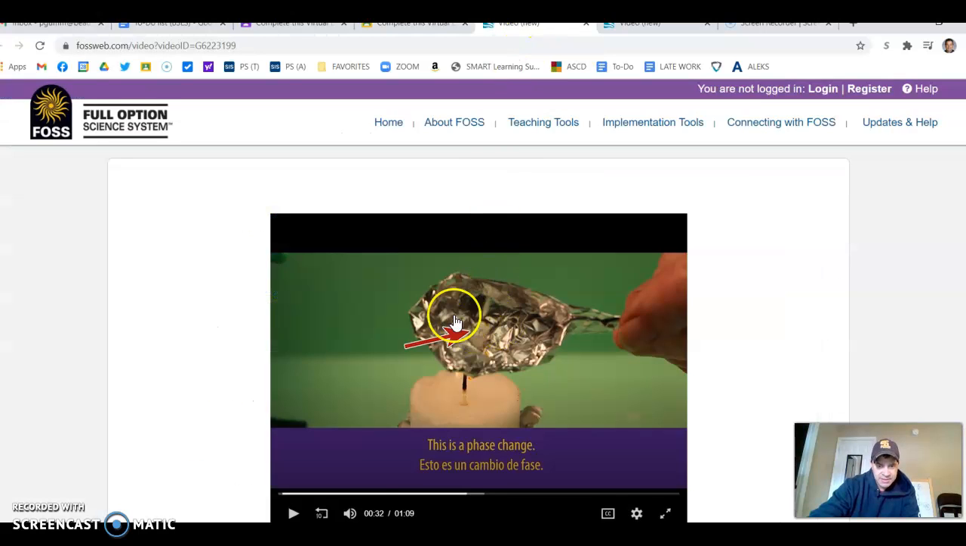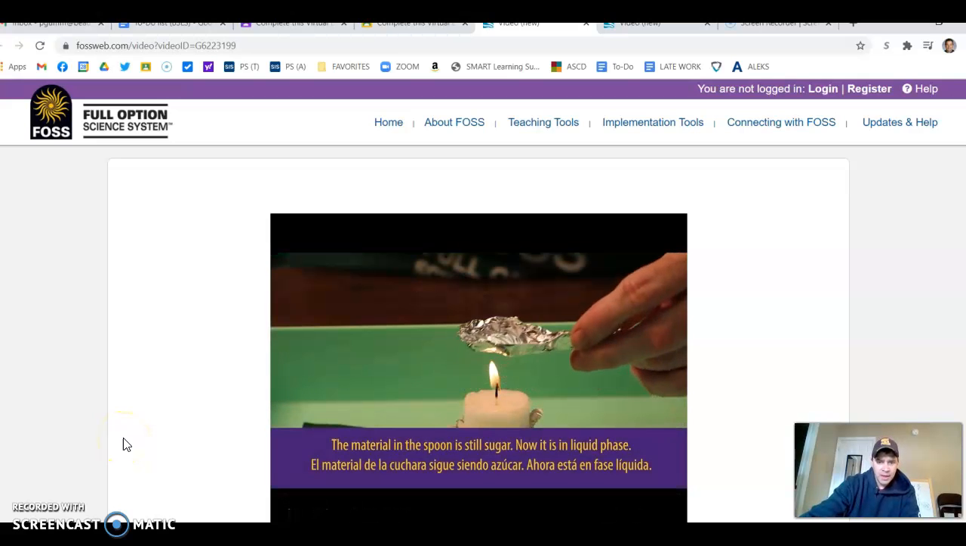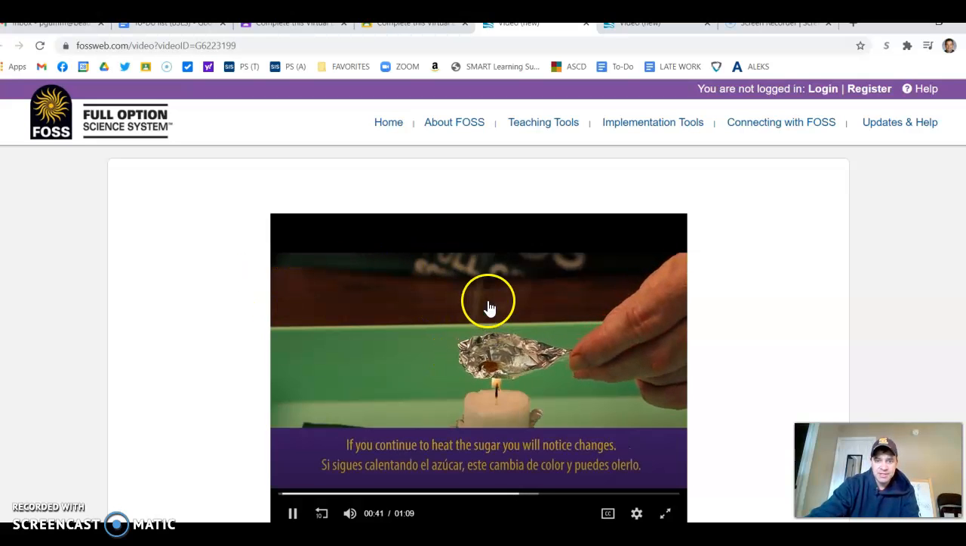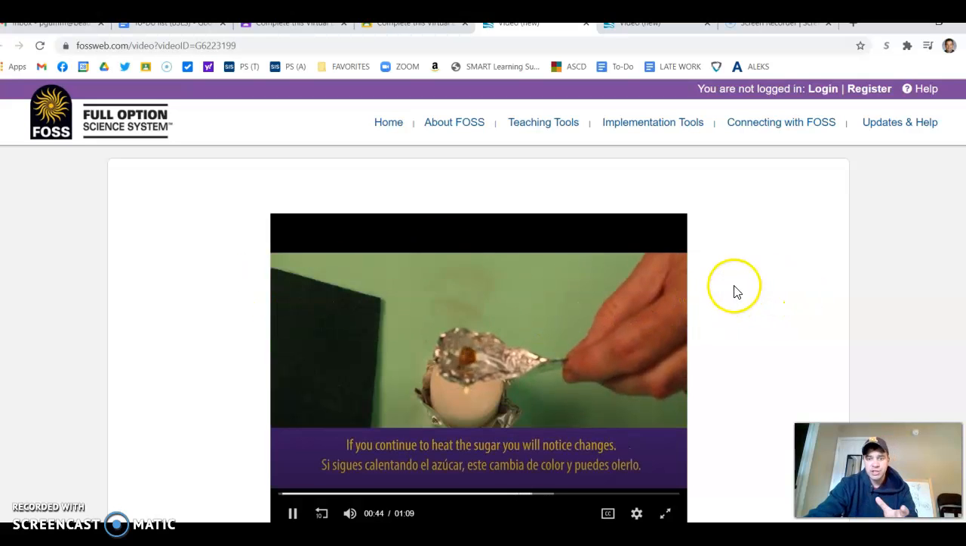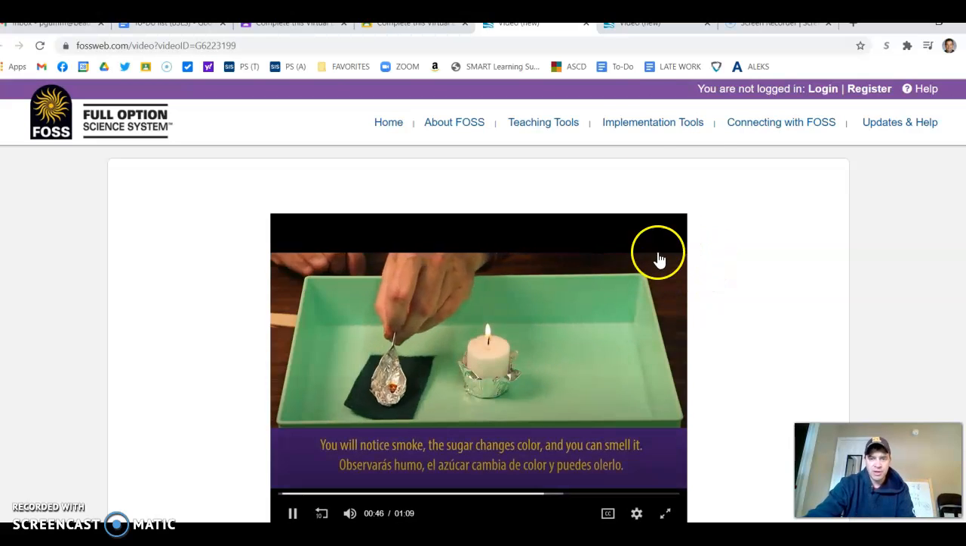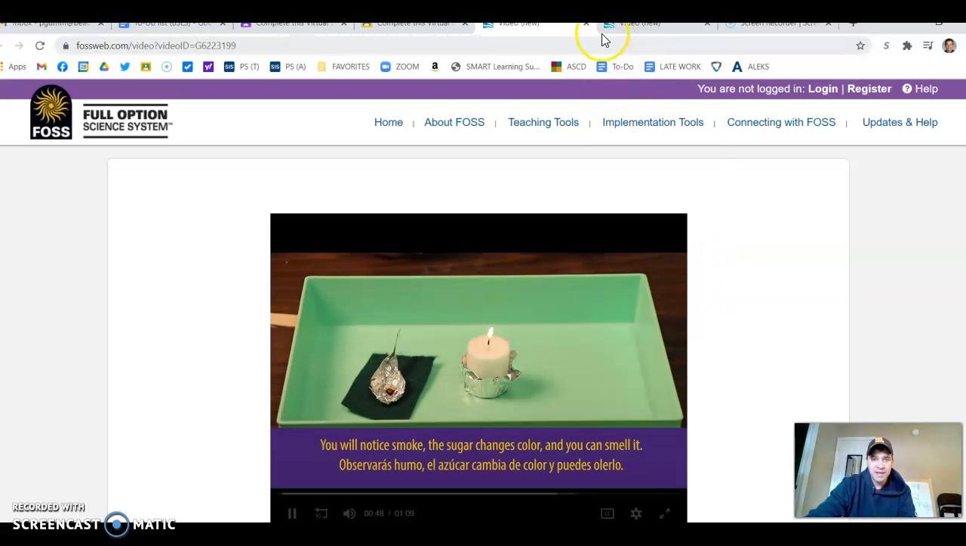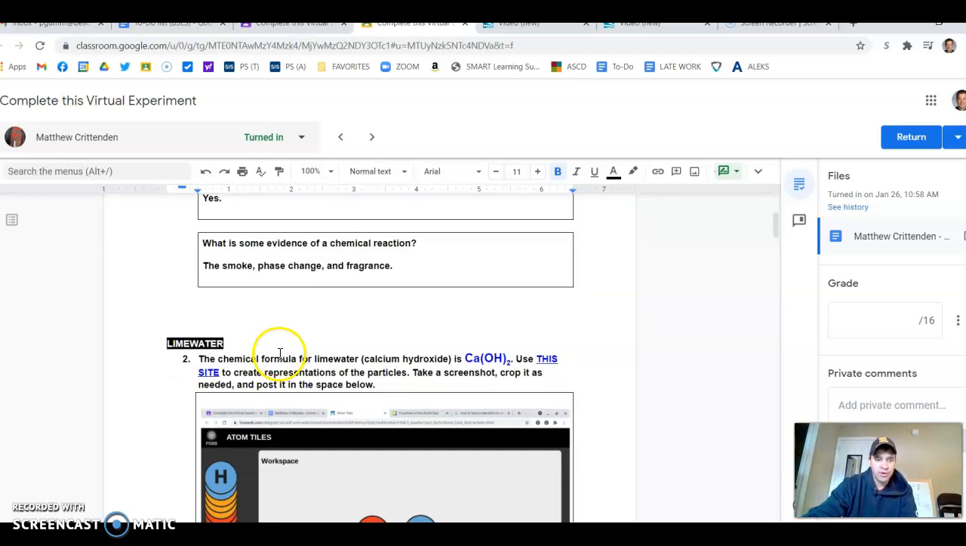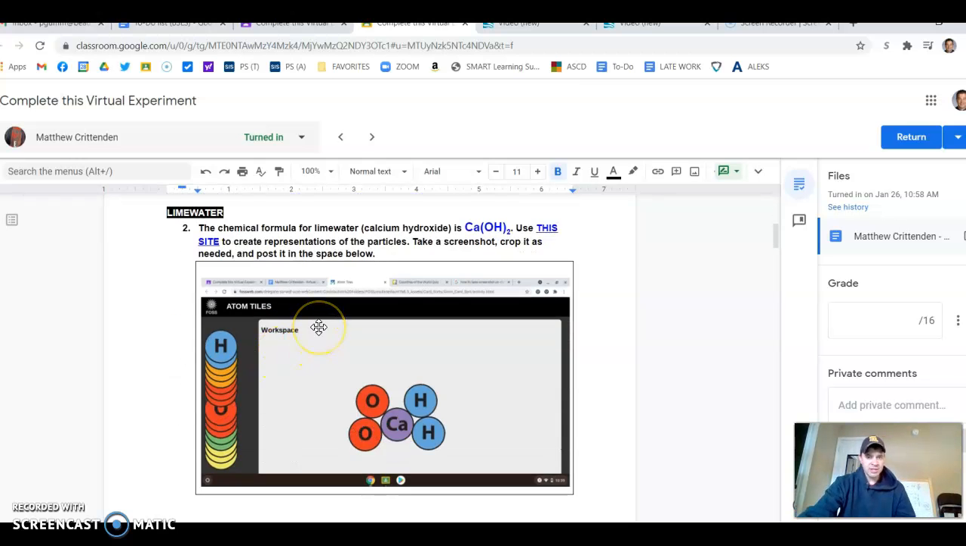So the first thing up at the top, we had been watching this video where we saw some sucrose, some sugar being burned. And was the sucrose still there? Yes. A lot of you talked about this smoke that was coming up or the change in color. I think somebody noted a different smell, but the biggest thing was the phase change, which showed that there was a chemical reaction. And this part was really just an introduction to get us thinking, but that was overall done pretty well. Then we actually got into our lime water experiment.